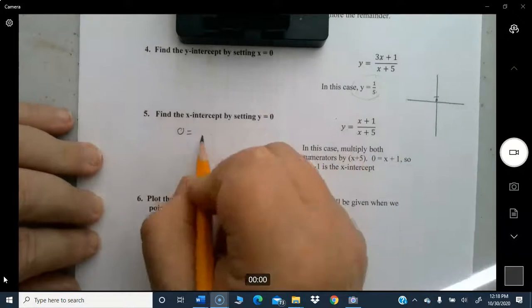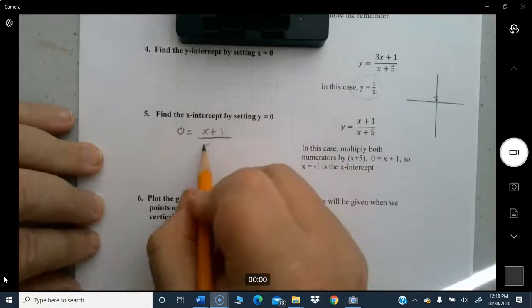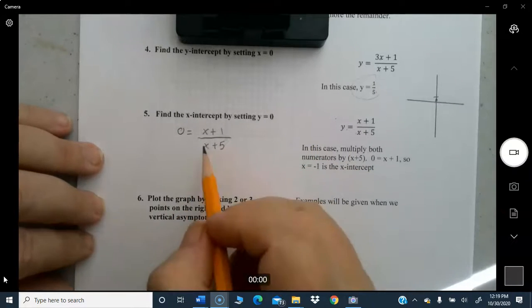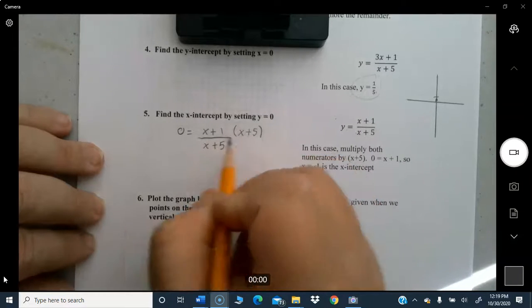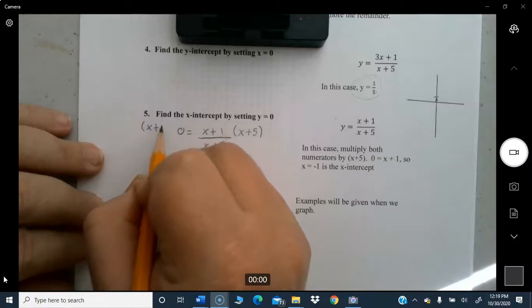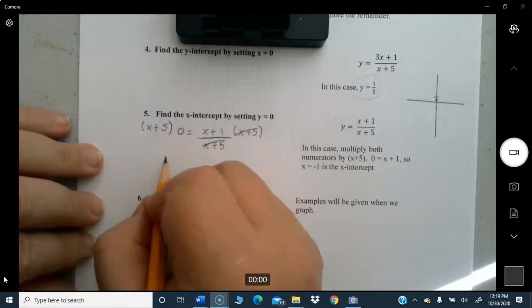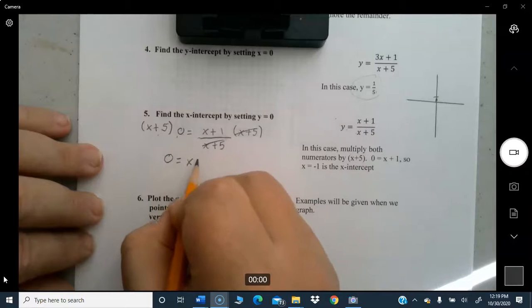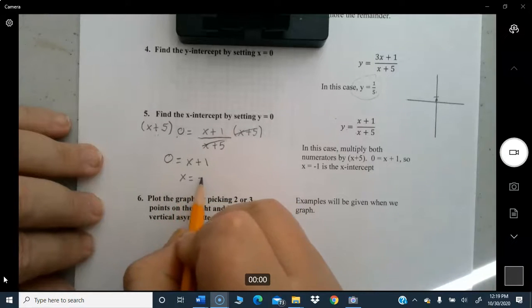0 equals (x plus 1) over (x plus 5). Okay, now that's not hard to solve. We're going to multiply both sides by x plus 5. That's legal. You can do anything to an equation as long as you do the same thing to both sides. So x plus 5 cancels with x plus 5. That was easy. And 0 times x plus 5 is just 0. It doesn't change. So that gives 0 equals x plus 1, and therefore x would have to be equal to negative 1.